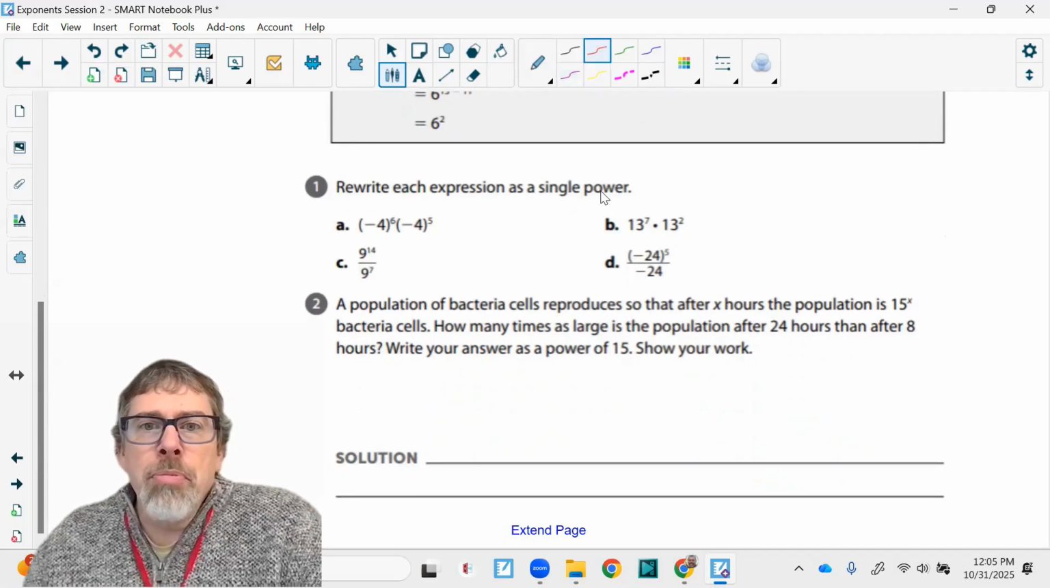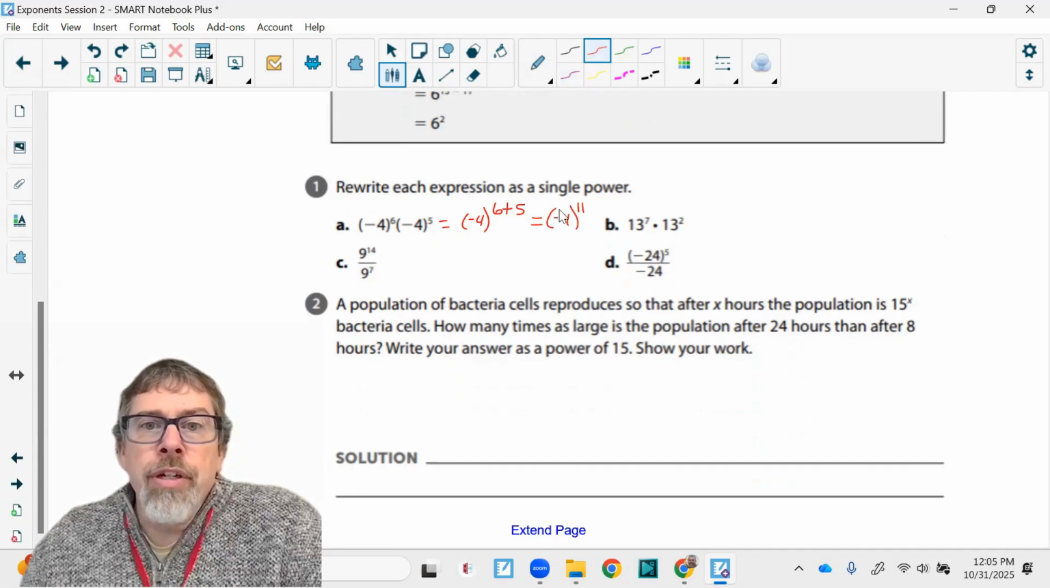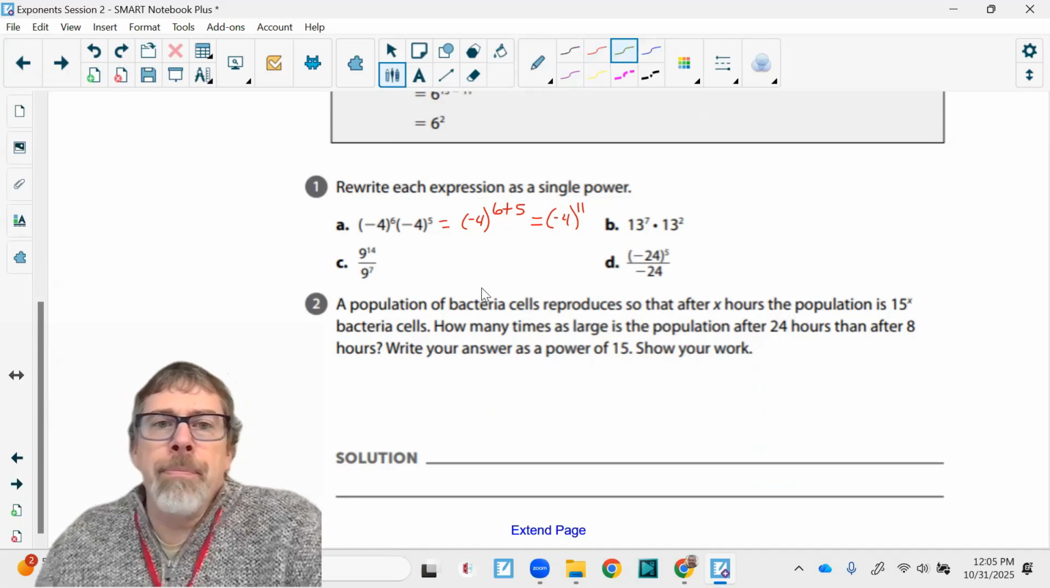So rewrite each expression as a single power. Well, we have a base of negative 4, and we have a 6 and a 5, and we're multiplying. So whenever we multiply, the exponents get added. So this would be negative 4 to the 11th. Okay, so we're done. They don't want us to figure out what negative 4 multiplied 11 times is. It's just as a single power. So we're done. That's it.